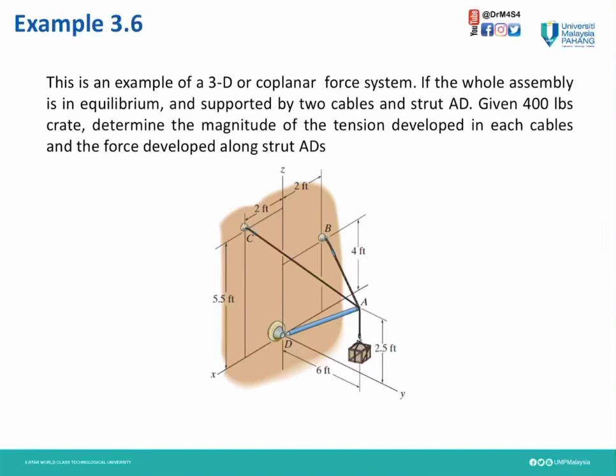Next is example 3.6. In this question, we can see the system subjected to 400 pounds of crates, hooked at point B and hooked at point C, then supported by strut AD. So this is cable AB and this one is cable AC. This system is in equilibrium. We need to determine the magnitude of tension developed in each cable and the force developed along the strut AD.